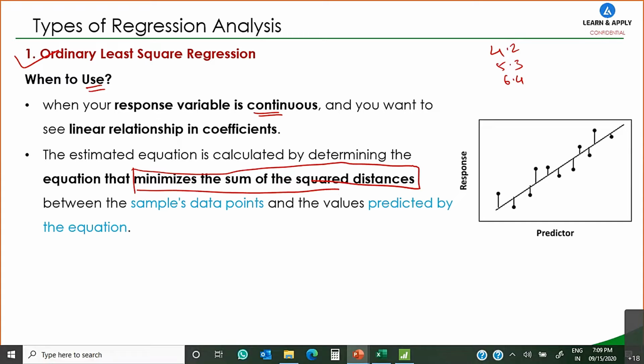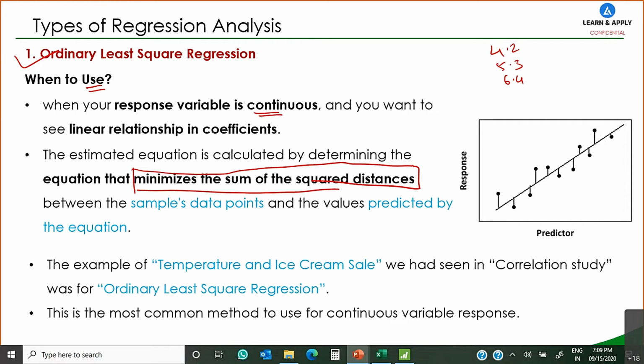But we are going to see with the help of simulation, so it will be very clear how to calculate and what is the meaning of minimizing the sum of square distances. So this equation, which is estimated by the regression analysis, will indicate the case when we have the lowest sum of square distances.